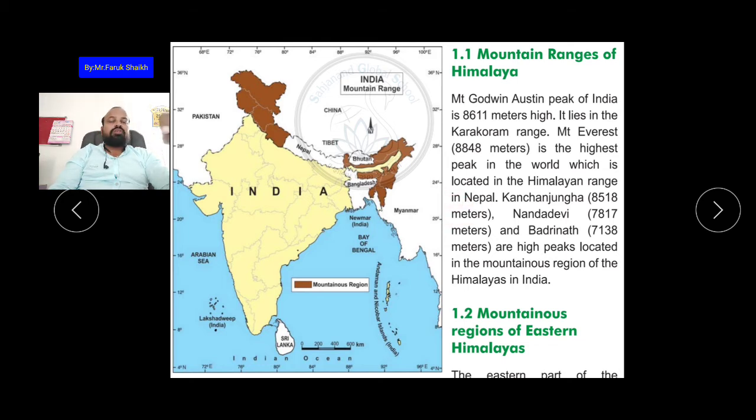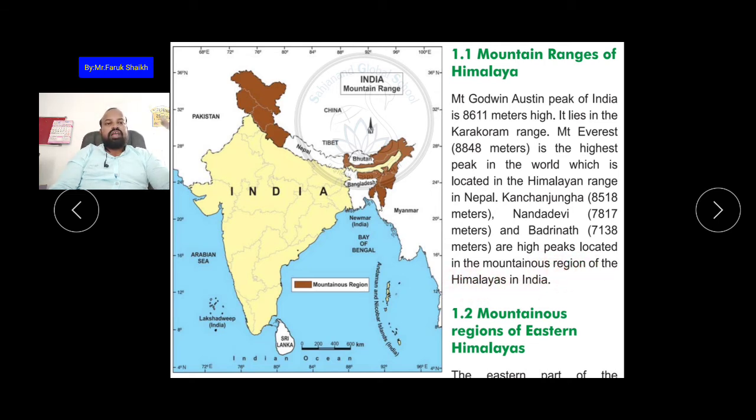It is also located in the Himalaya ranges, but in which country? In Nepal. Okay, Mount Everest is not part of India. It is a part of the Himalaya ranges, but it is not part of our country India. Mount Everest is a part of Nepal. Kanchenjunga, 8,518 meters high. Nanda Devi, 7,817 meters high. The Badrinath is 7,138 meters high. The high peak located in the mountain regions of the Himalaya is in India.